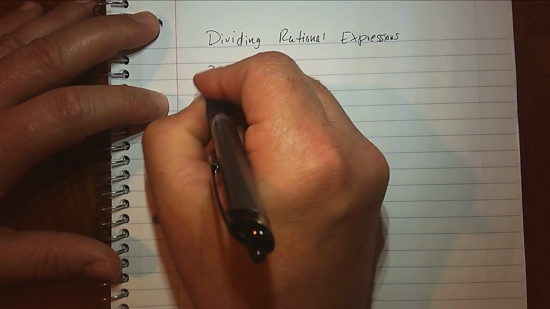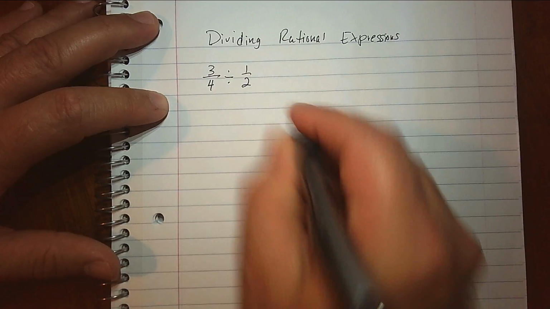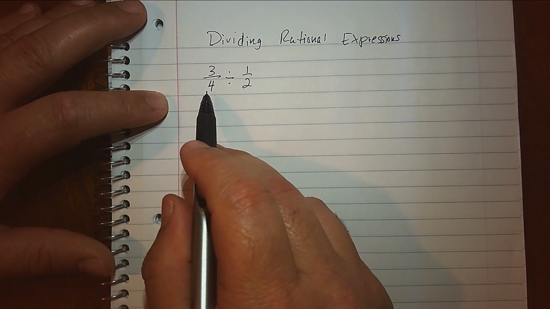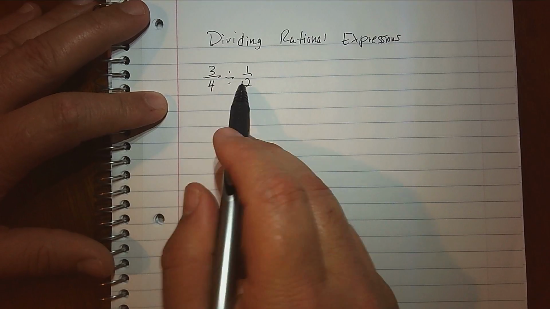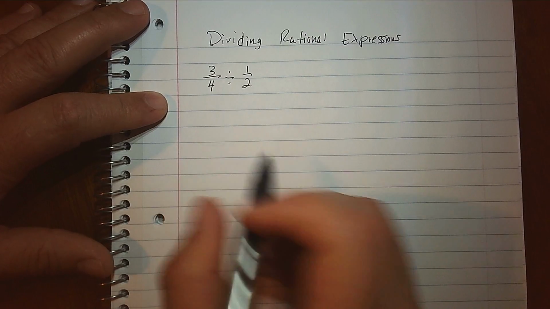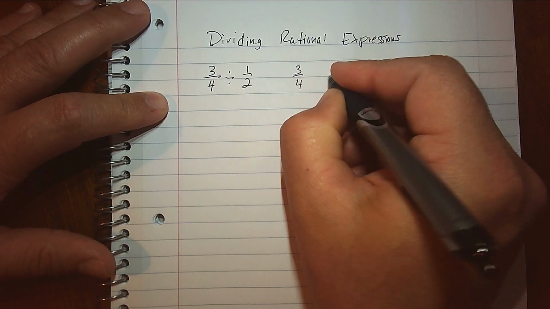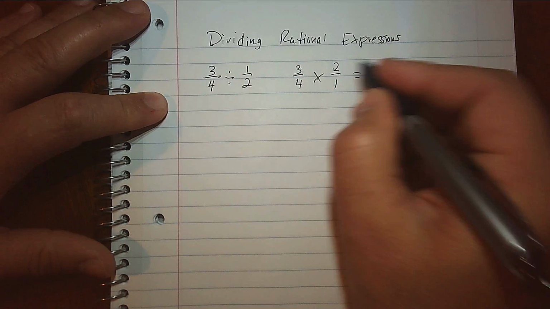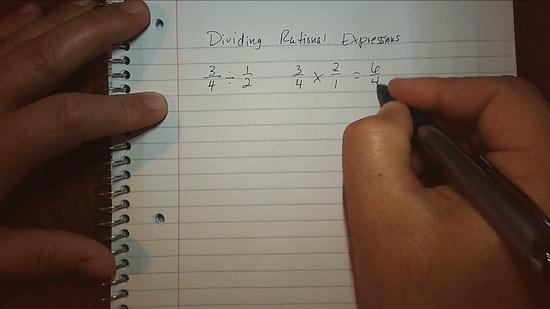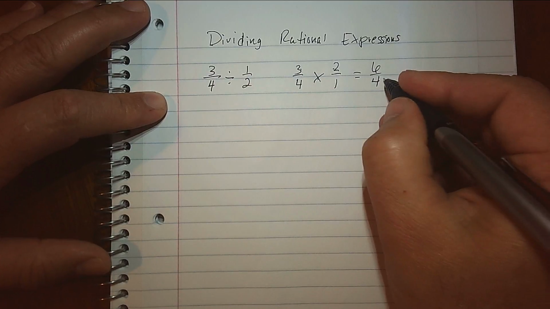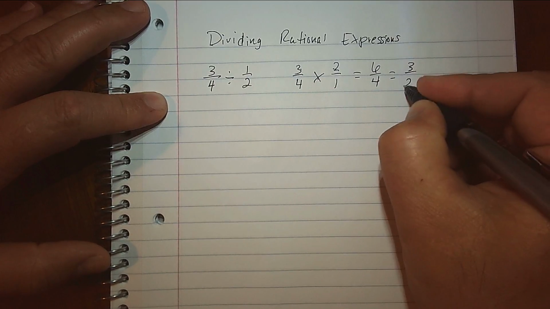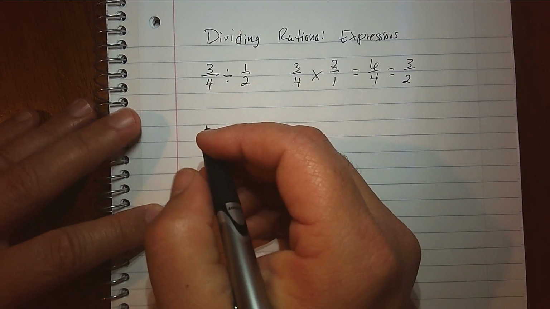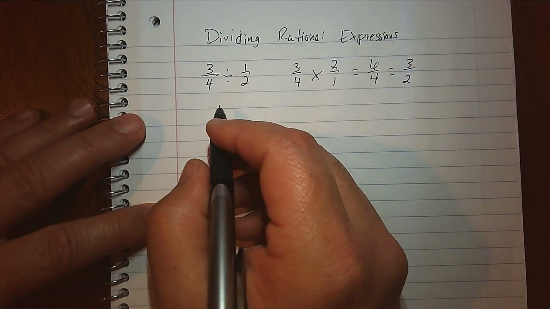If I was doing 3/4 divided by 1/2, if you guys remember, some of you were taught a mnemonic device, KFC: keep, flip, change. Keep the first one, flip the second one, change it from division to multiplication. 3 times 2 is 6, 4 times 1 is 4. So we end up with 6/4, divide the top and bottom by 2, and we end up with 3/2. We're going to use the same technique here as far as multiplying by the reciprocal.